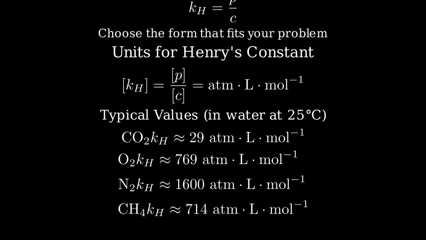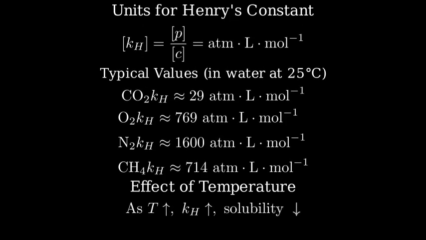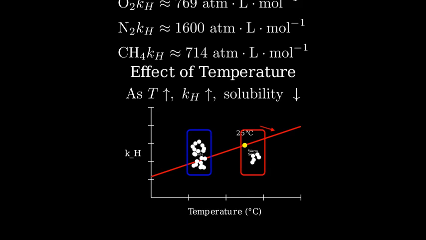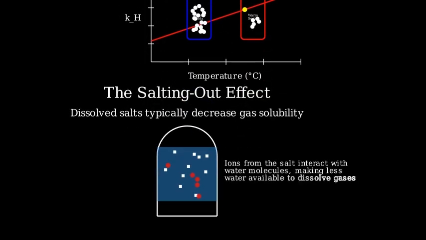Henry's Law has some key dependencies that are important to understand. First, temperature significantly affects gas solubility. As temperature increases, Henry's constant typically increases, which means the solubility of the gas decreases. This is why hot water holds less dissolved gas than cold water. If you've ever noticed that warm soda goes flat faster than cold soda, this is why. Second, the presence of dissolved salts or other solutes in the liquid can affect gas solubility, often reducing it. This is called the salting out effect.